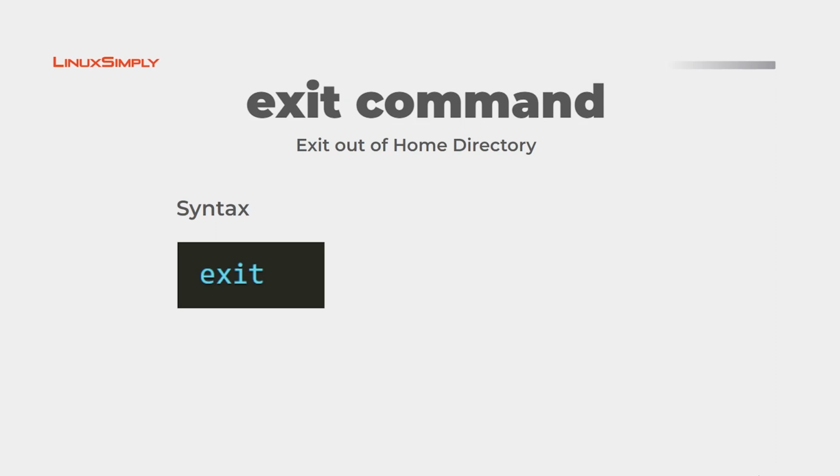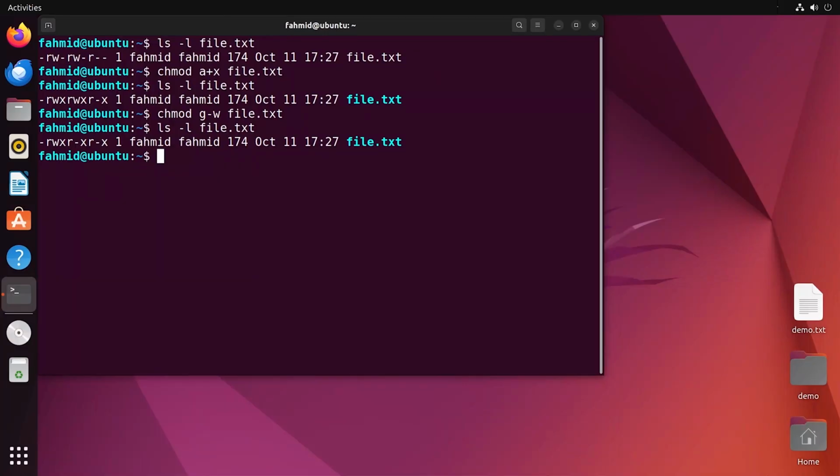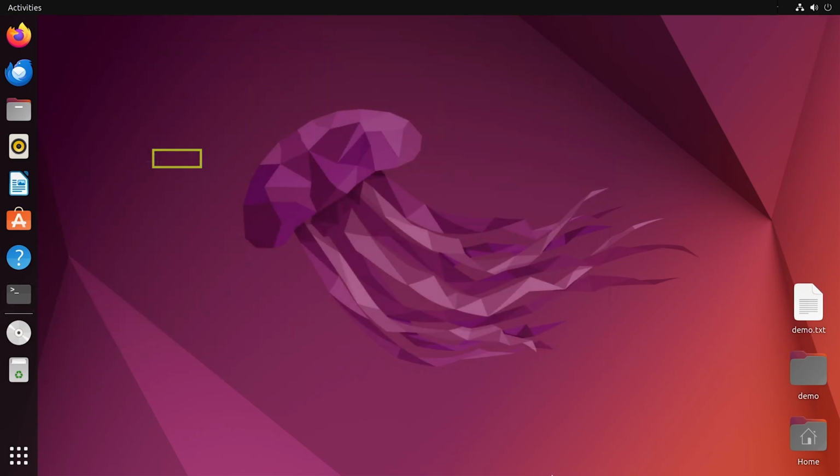Now I will be talking about the exit command. As the name suggests, exit means to leave out from something. We generally use the exit command to log out from the current shell session or to exit from the terminal. Let us see an example. Now I am in my current shell session. Now if I want to exit from this session, I will type exit and the terminal closes.